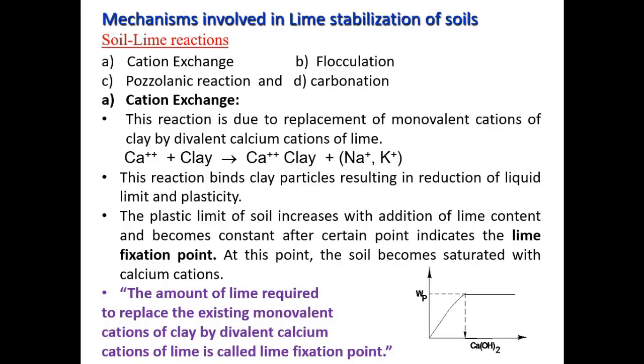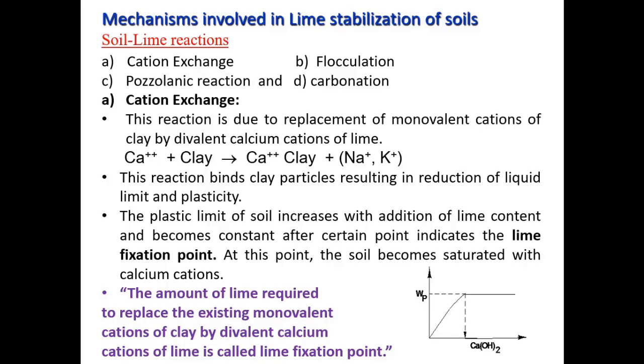This reaction happens due to replacement of monovalent cations like sodium, hydrogen, potassium of soil by divalent calcium cations of lime. This reaction binds clay particles, resulting in reduction of liquid limit and thus plasticity. The plastic limit of soil increases with the addition of lime content and becomes constant after a certain point. This point is called lime fixation point.